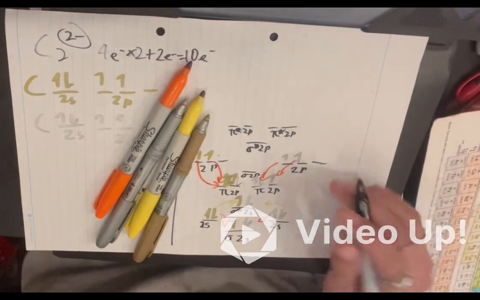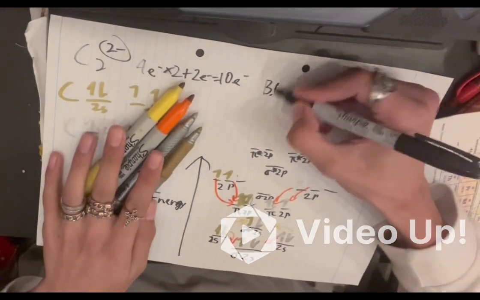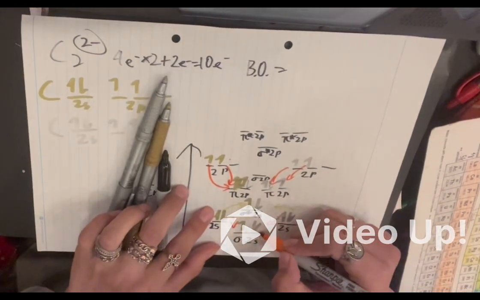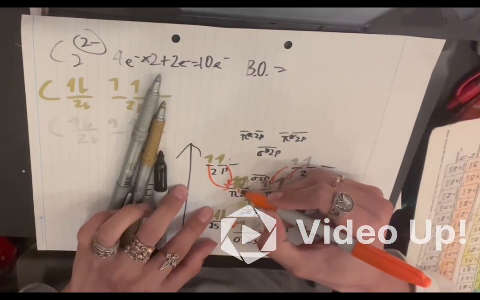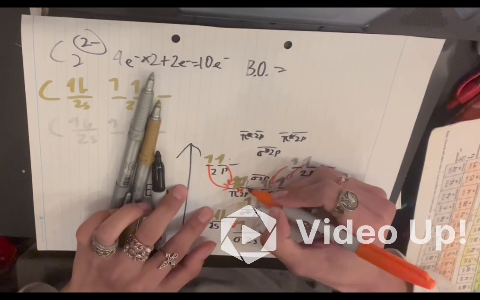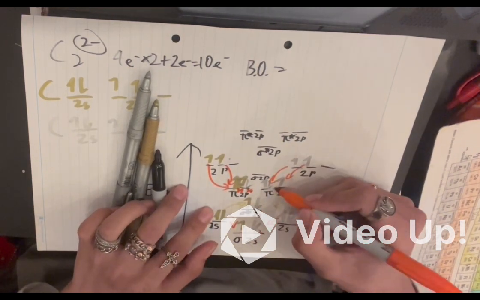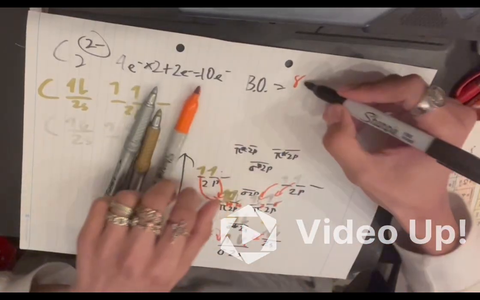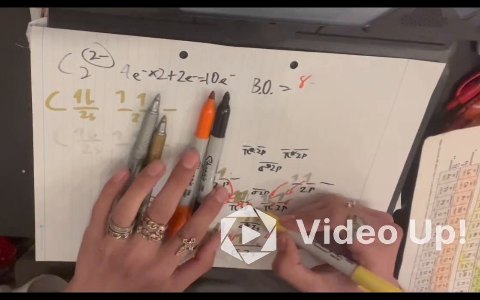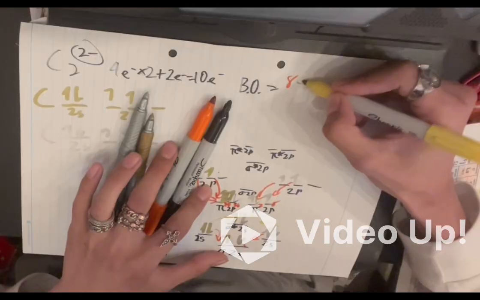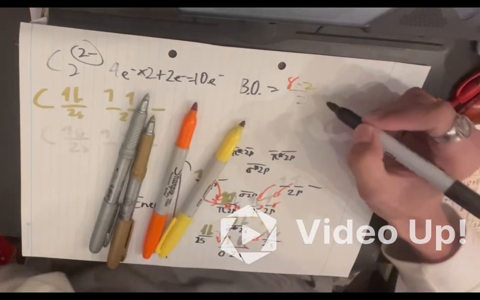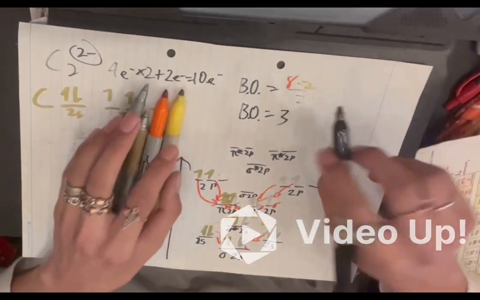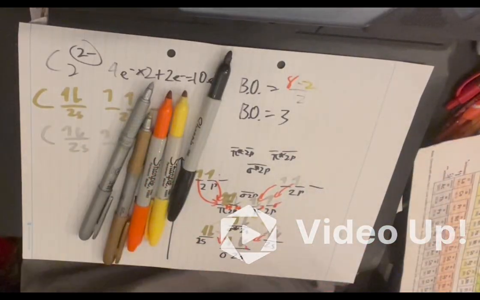So for our bond order, we have 1, 2, 3, 4, 5, 6, 7, 8 bonding electrons, minus our 1, 2 antibonding electrons. Divide all that by 2, and we get a bond order of 3. And there we go. That's how you do this with ions.